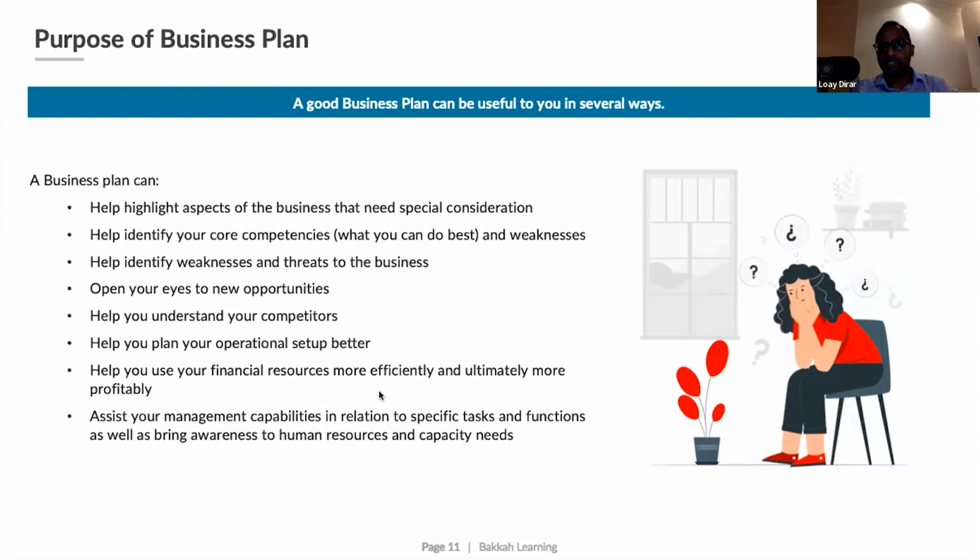Yes, we do still have other areas, but these are the three main areas when it comes to developing a business plan. And it can help you use your financial resources more efficiently and ultimately in a more profitable way. Assess your management capabilities in relation to specific tasks and functions, as well as bring awareness to human resource and capacity needs. And this definitely brings in a very important fact that people build nations.